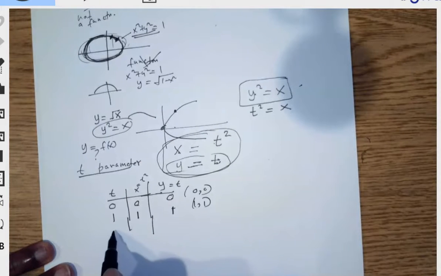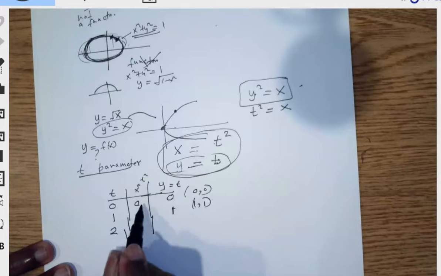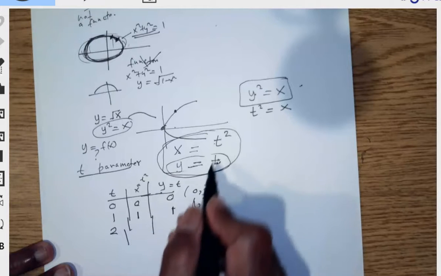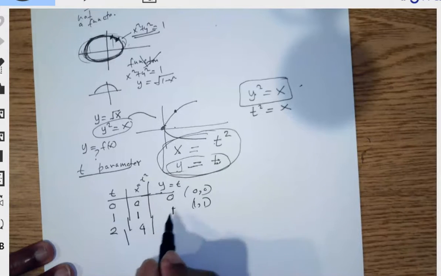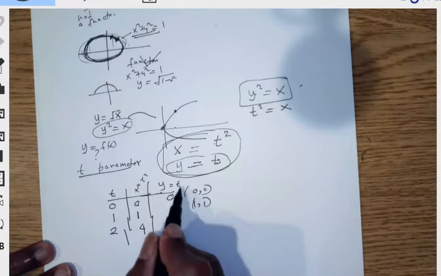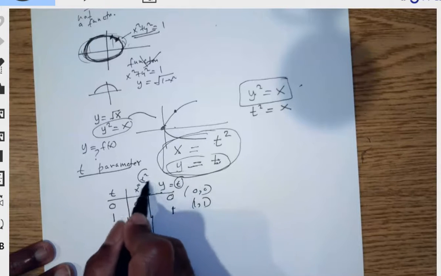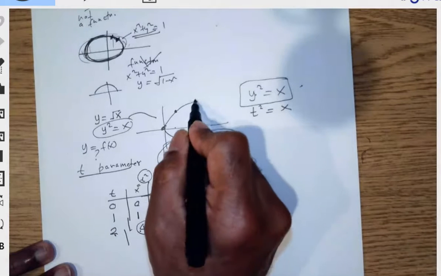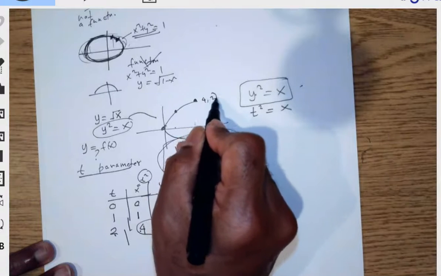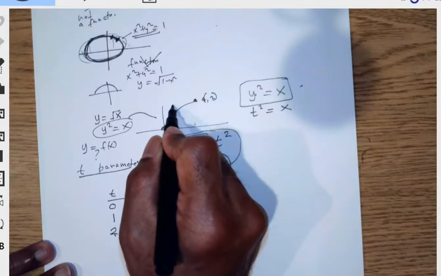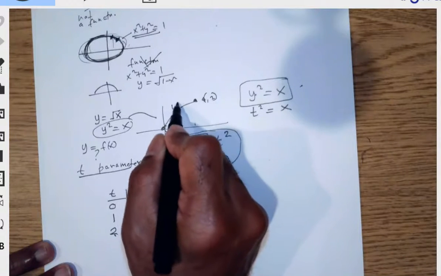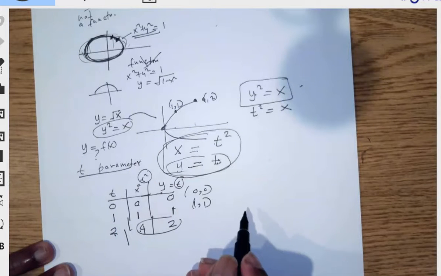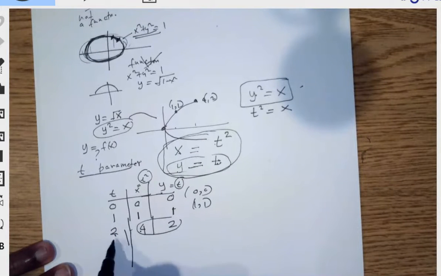Okay. And let's put t equals 2. You get x equal to t squared, which is 2 squared, which is 4. And y is equal to t, which is 2. So we got another point, (4, 2). That is (4, 2) here. But let's try to put a negative value for t.